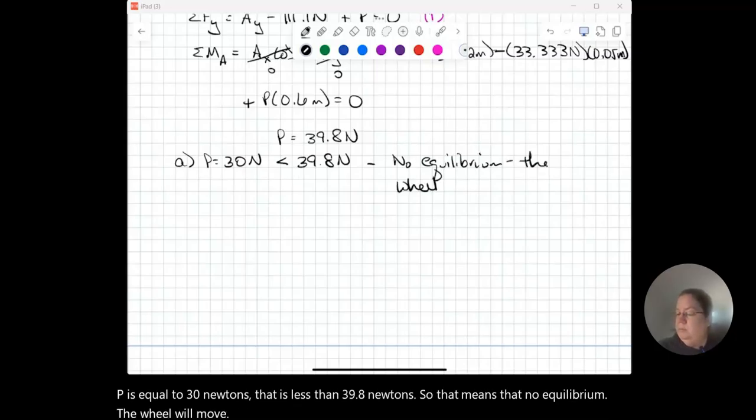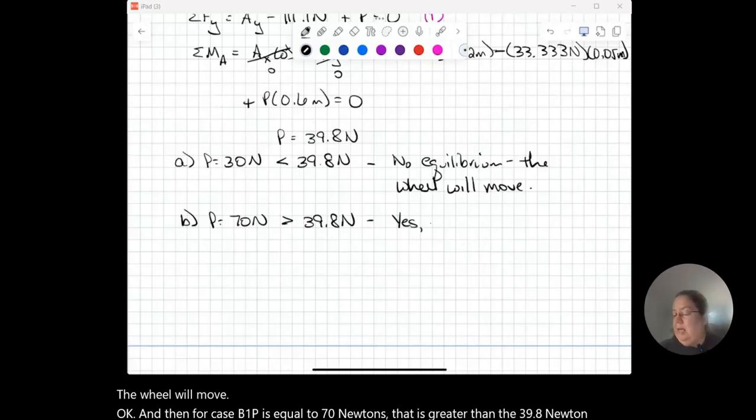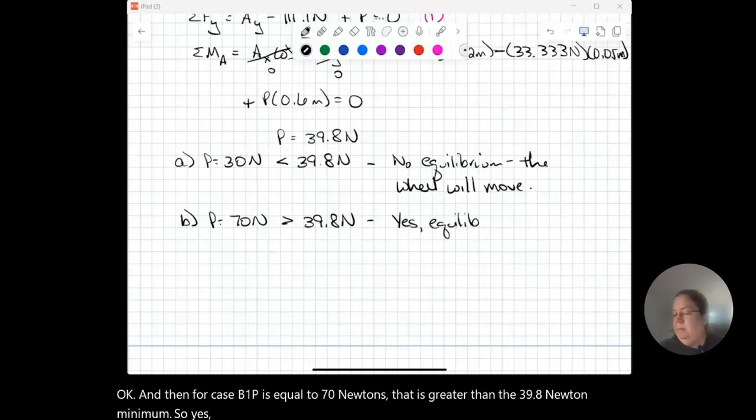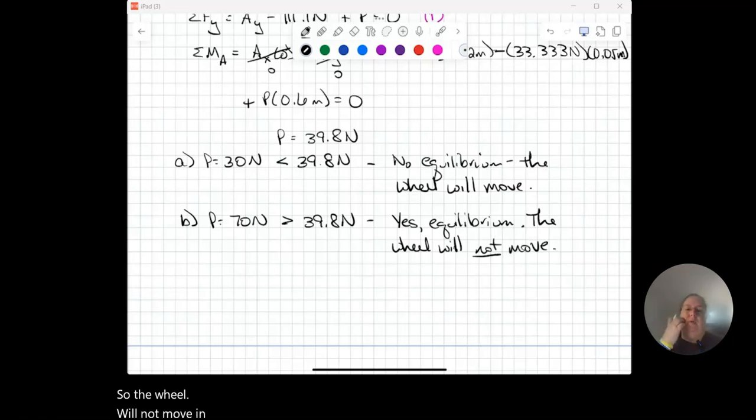Okay. And then for case B, when P is equal to 70 newtons, that is greater than the 39.8 newton minimum. So yes, we have equilibrium. So the wheel will not move in this case. Okay, so that's what we end up learning about there.